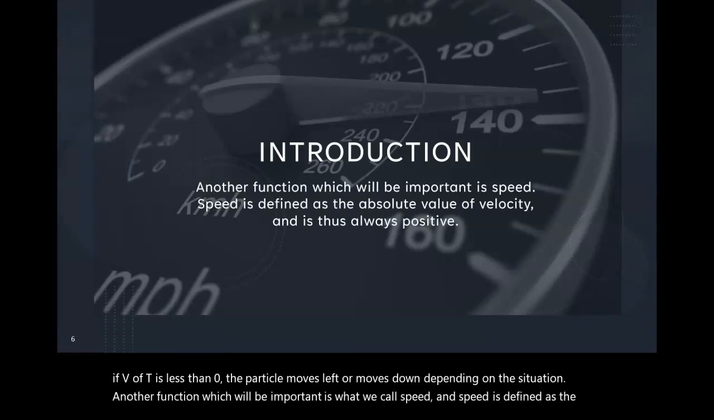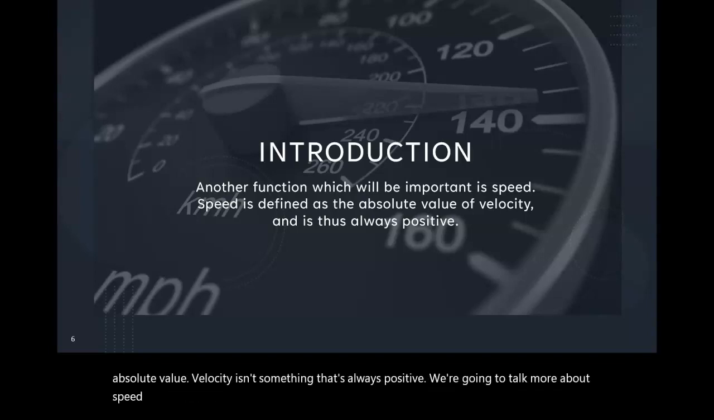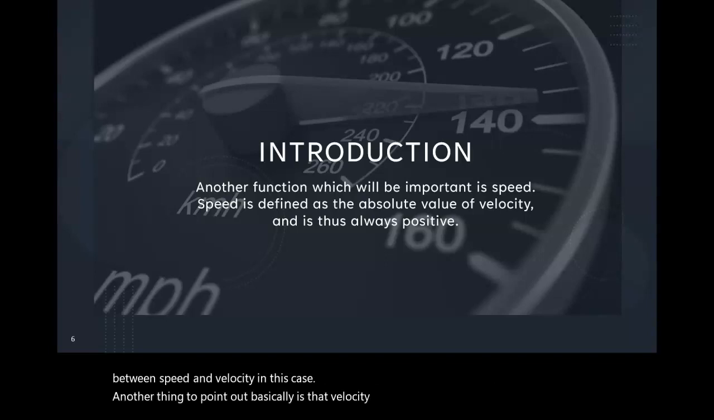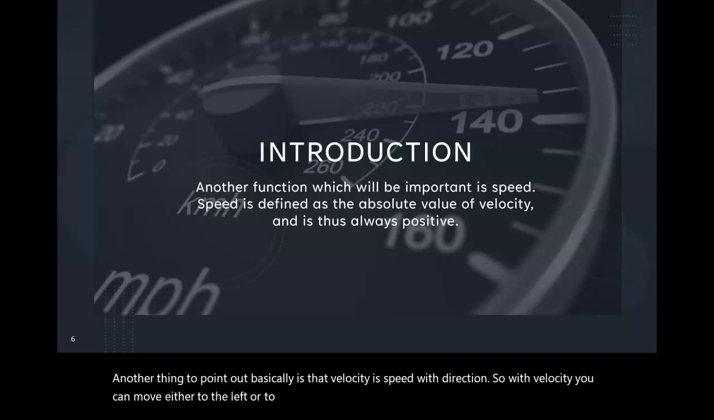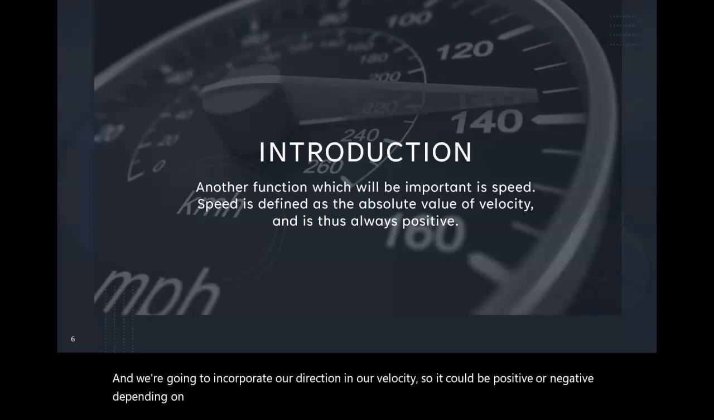the absolute value of velocity, and it's something that's always positive. We're going to talk more about speed in the next video, but just be aware that we're going to make a distinction between speed and velocity in this case. Another thing to point out is that velocity is speed with direction. With velocity, you can move to the left or to the right, east, north, south, whatever direction you want to move in. We're going to incorporate our direction in our velocity, so it could be positive or negative depending on which direction you're going in.